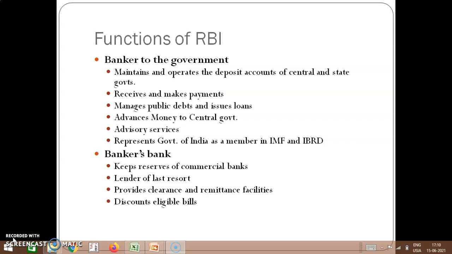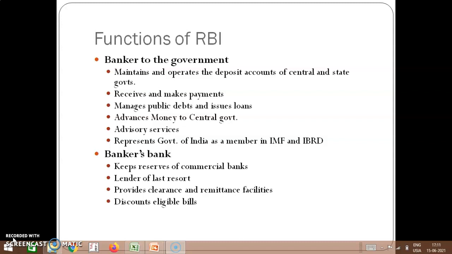Also, we should note that the loans and advances given by the RBI to the central government for a short period are called ways and means advances. Okay, so WMA, ways and means advances. These are the short-term loans given by the RBI to the central government for a short period of time. Then also it provides fund remittance facilities to central government and state governments.